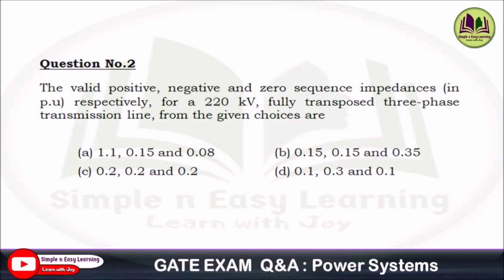Question number 2: the valid positive, negative and zero sequence impedances in per unit respectively for a 220 kV fully transposed 3-phase transmission line from the given choices are. They ask to find the valid positive, negative and zero sequence impedances for the fully transposed 220 kV transmission line. In the options, the values are the positive, negative and zero sequence impedances, in that order, similarly for the other options. We need to find which option is the correct value.